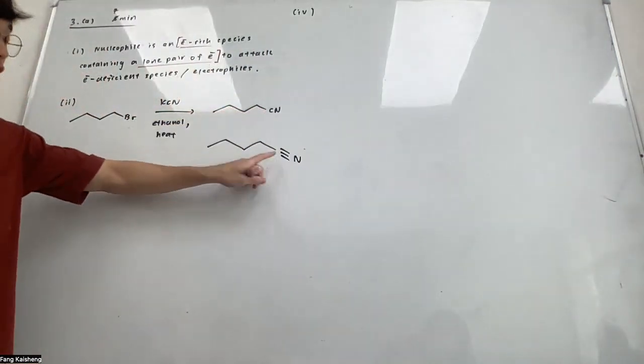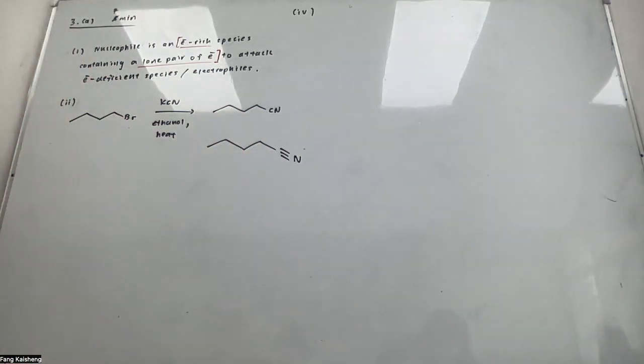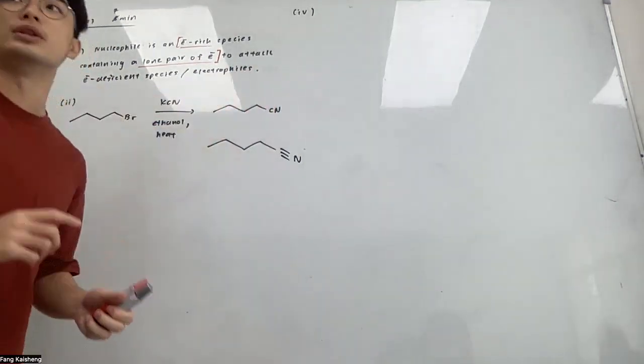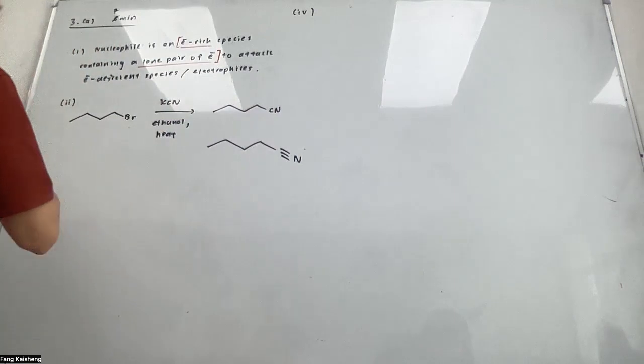And this is a linear shape. That's why it looks like a straight line. There's no bend in this case. Okay, but it doesn't matter. For skeletal formula, they also accept it if you put CN. All okay so far? All right, then moving on to the last part.